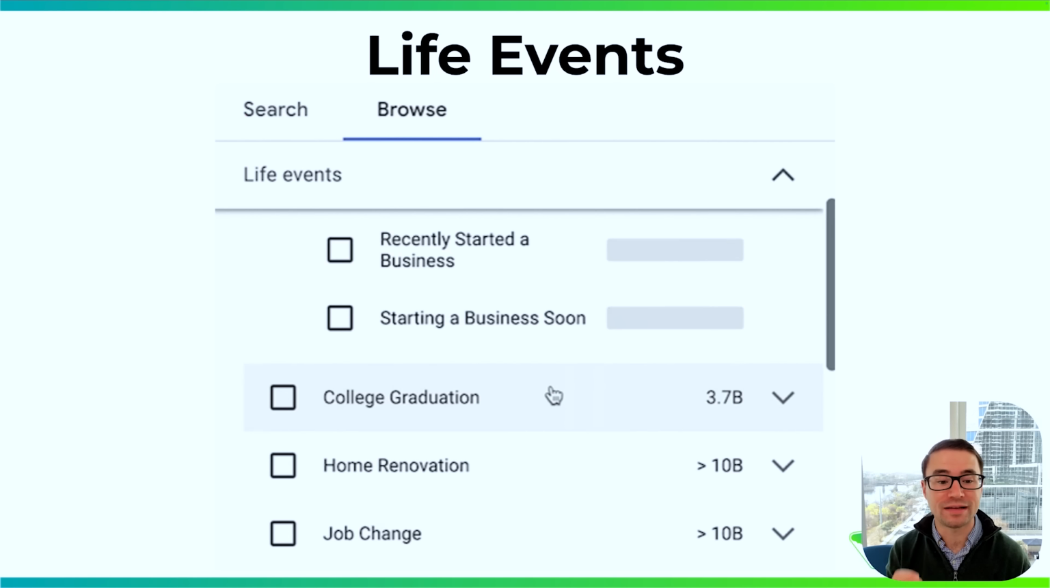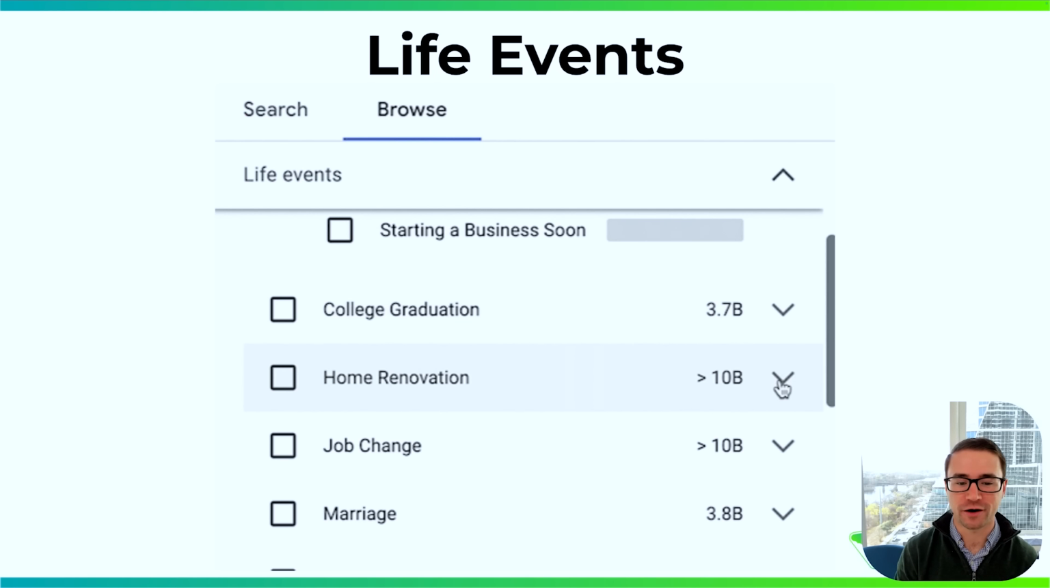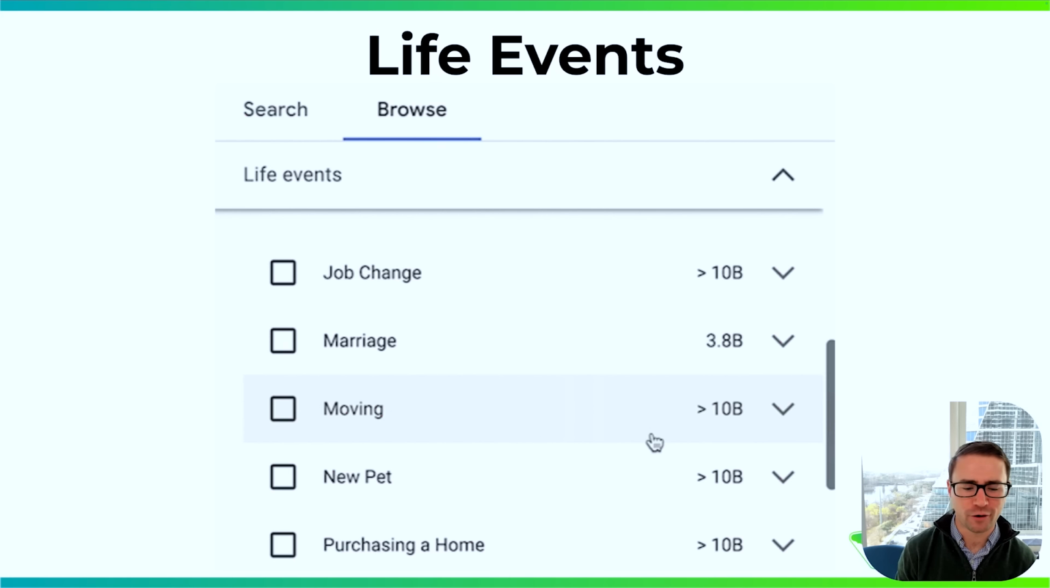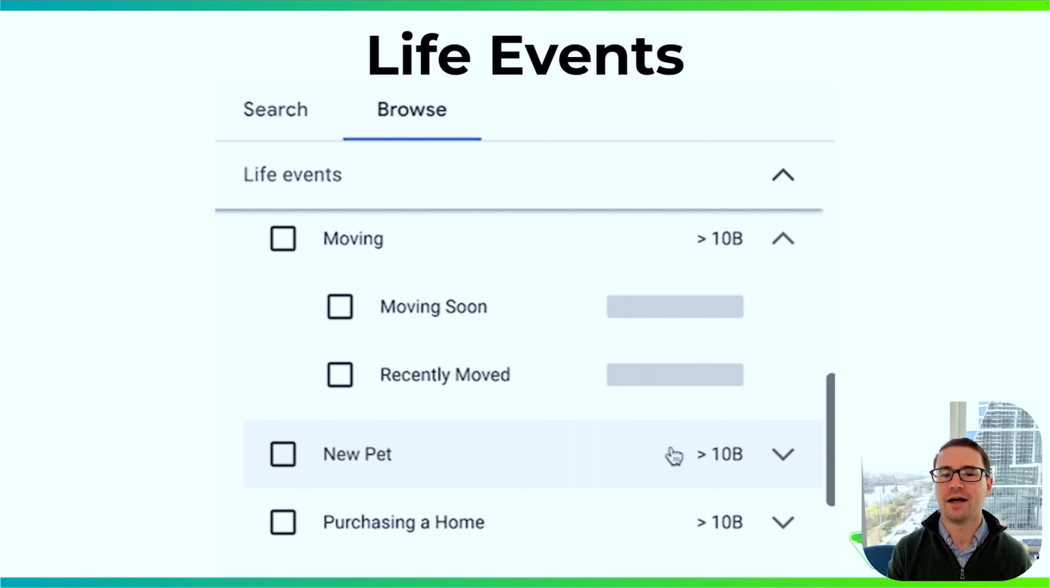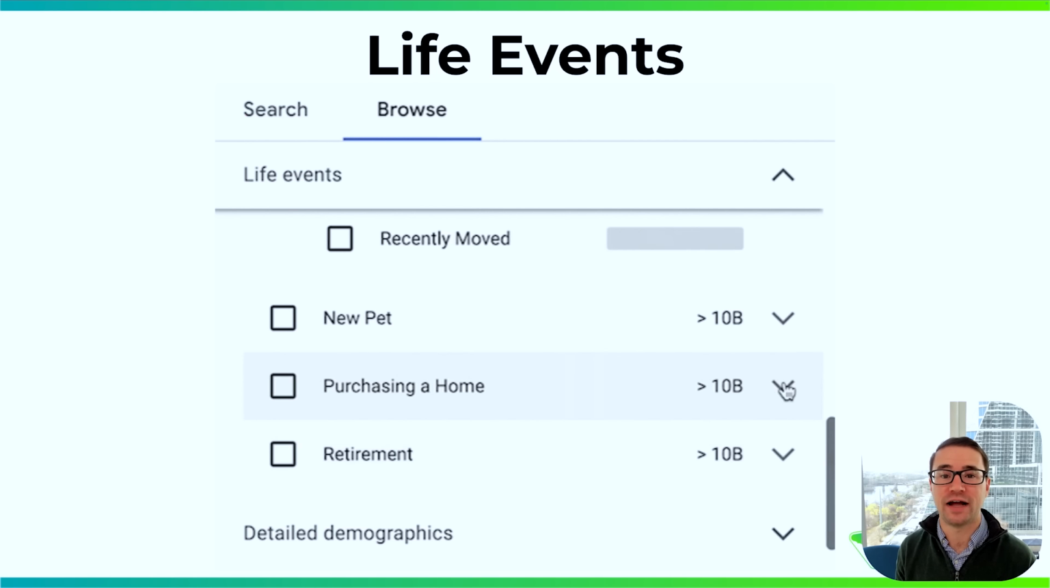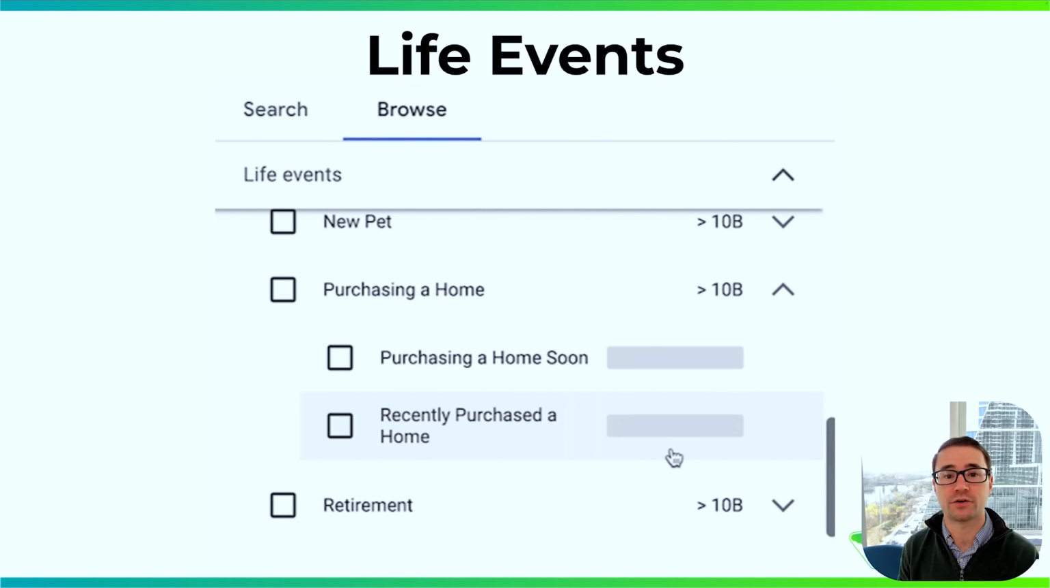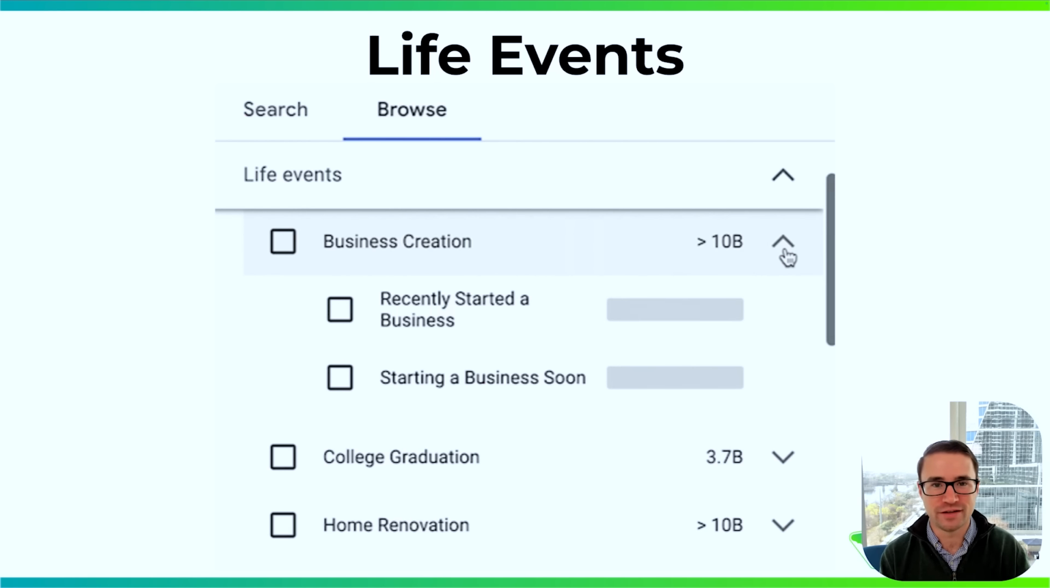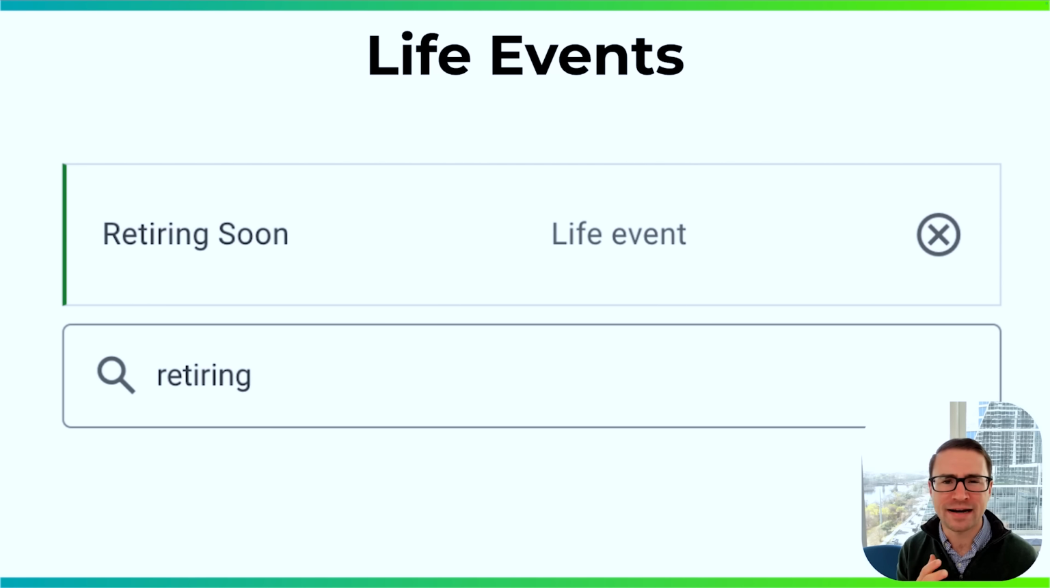Now, there's also life events. So people who have started a business, graduated from college, or renovating their home, or moving, got a new pet. There's a lot of opportunities with life events. If you have a particular product or service that's going to be able to reach people at a specific time in their life, this is a great one for you. There's just not as many of these options.